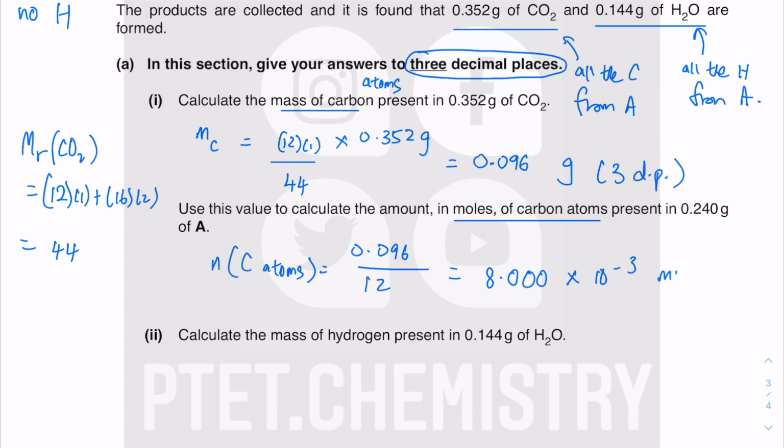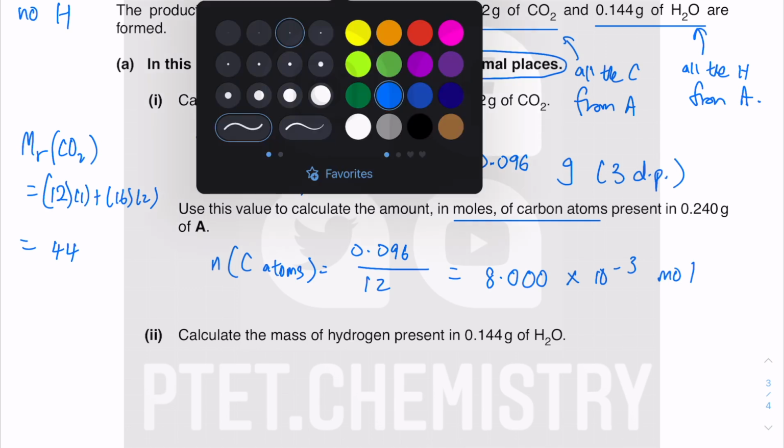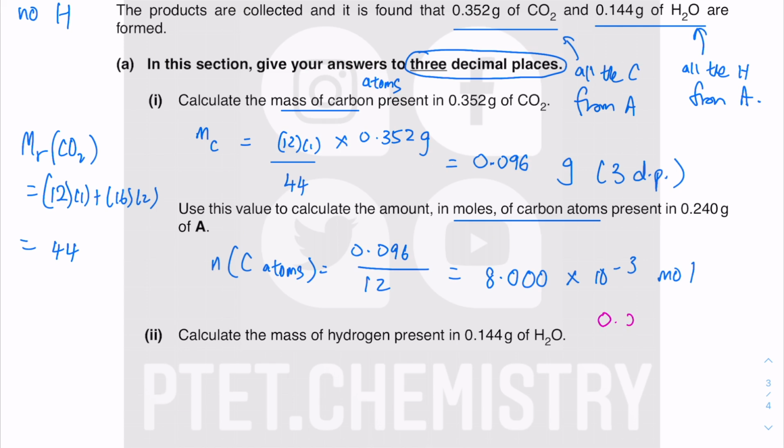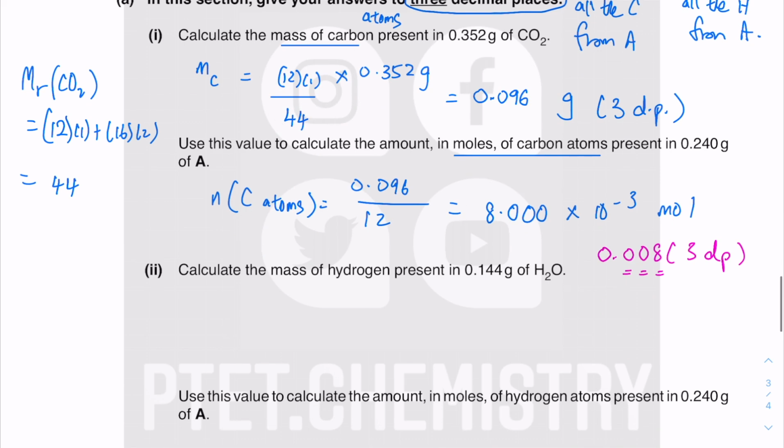If you don't like that expression, you can express it as 0.008. This is also 3 decimal places. So 1, 2, and 3, or you can do 1, 2, and 3. It's up to you. This is the standard form.